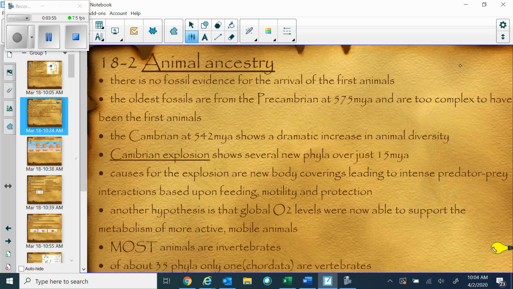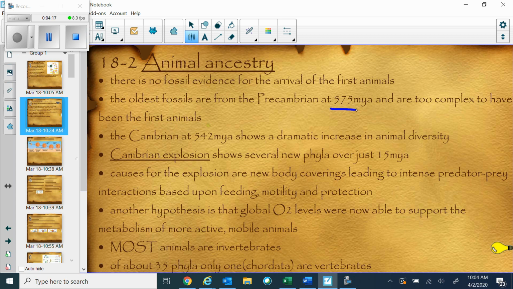Well, how do we apply that to animals? There's no good fossil evidence for the arrival of animals. So the oldest fossils are at 575 million years. But same as photosynthesis, these animals are too complex to have been the first animals. So they likely evolved from something prior that didn't leave good fossil evidence. You know, they were softer or died at a time that wasn't good for fossilization.